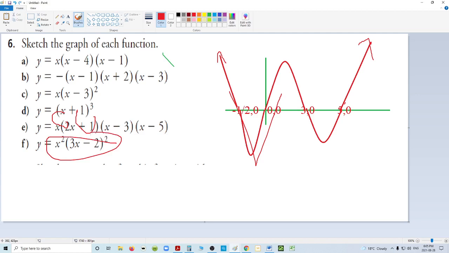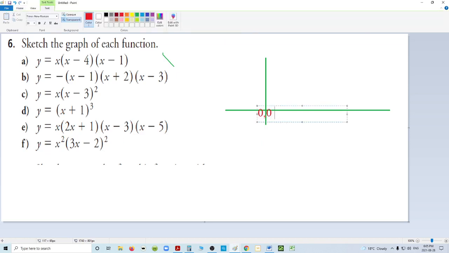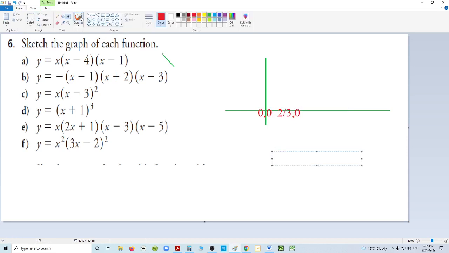This one is going to have 2 bounce backs. So this one still has a 0, 0. And just right close at 2/3, comma 0. So this one's also got a positive leading coefficient. So that means it's going to start up here. It's going to do a bounce, a little W, another bounce, and go up.